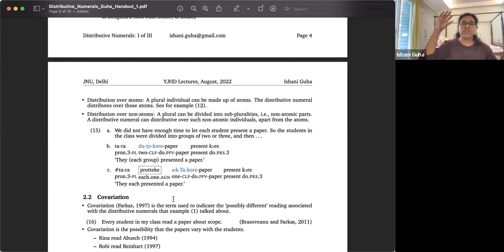You must understand the difference between ungrammaticality, unacceptability and infelicity. There are different ways of judging the status of a sentence. So this is infelicity. It's not keeping the flow of the discourse alive. It's like raising a sort of, not a contradiction, but a certain conflict with the discourse. So the point here is that distributive numerals can distribute over non-atomic pluralities.